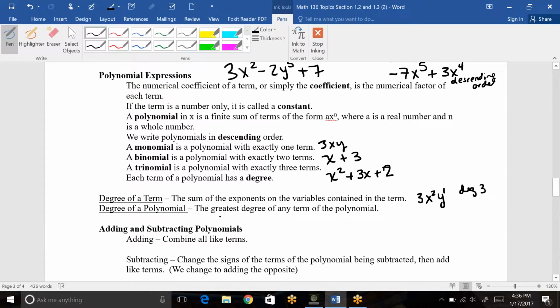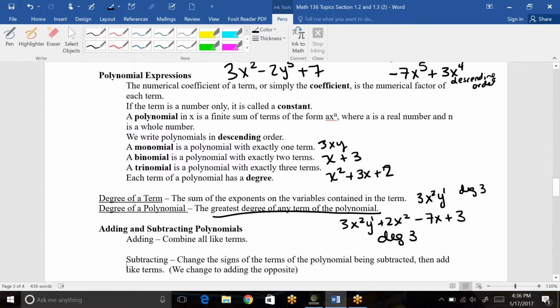The degree of the polynomial is the biggest degree of the whole polynomial. So if we had 3x squared y plus 2x squared minus 7x plus 3, this has a degree of 3, this has a degree of 2, this has a degree of 1, and this has a degree of 0. So the highest degree all over the whole thing was a degree of 3. So individual terms can have their own degrees, and the polynomial as a whole has its own degree.